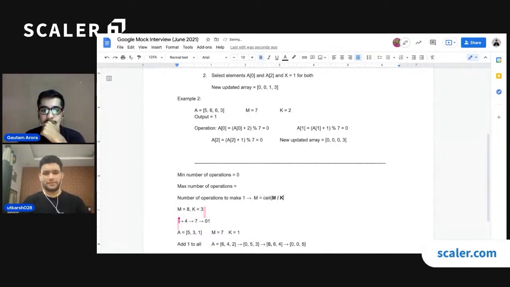Correct. And can we say this is also the maximum number of operations we need? For the one, are you saying for one? No, for any answer. The answer can never exceed this particular value. Can we say this statement? Yeah, we can say, because if it's 0, we don't need to do anything, and if it's 1, I can say that ceil of m by k would be the maximum number of operations required for any element.